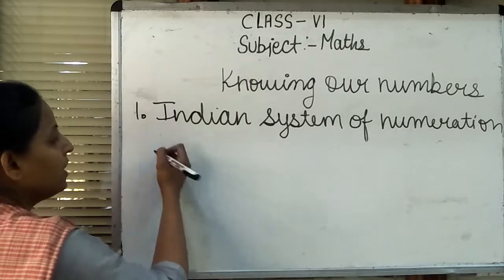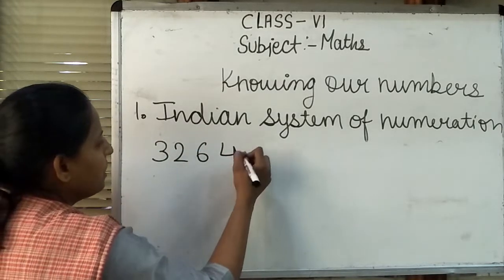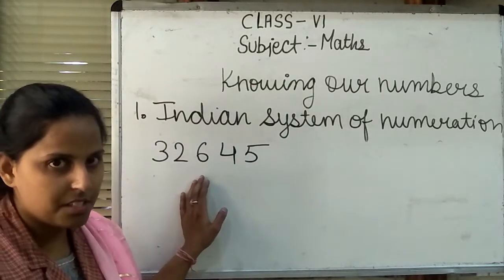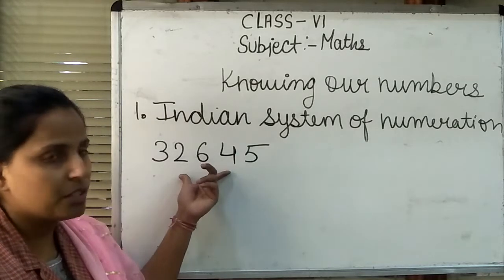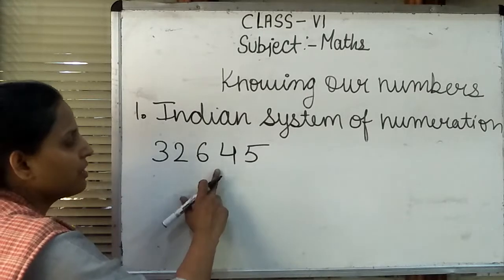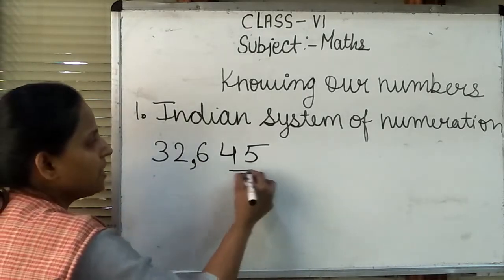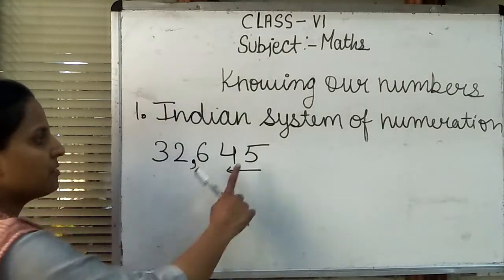The reason is coming here, like 3, 2, 6, 4, 5. I gave a 5-digit number here and I want to put the comma here. Because in the Indian system, when we have more than 3 digits, we put the comma, then we write the name of the number. So now we put the comma according to the Indian system. The first comma is placed after 3 digits from the right side. From the right side of the number, we put the first comma after the 3 digits.